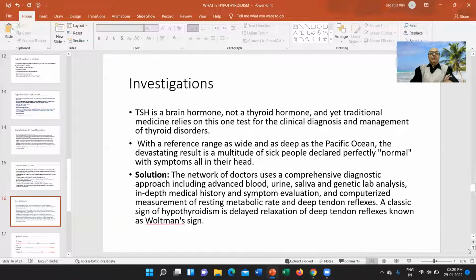The solution is that the network of doctors uses a comprehensive diagnostic approach, including advanced blood, urine, saliva, and genetic lab analysis, in-depth medical history and symptom evaluation, and computerized measurement of resting metabolic rate and deep tendon reflexes. A classic sign of hypothyroidism is delayed relaxation of deep tendon reflexes, known as Woltman's sign.